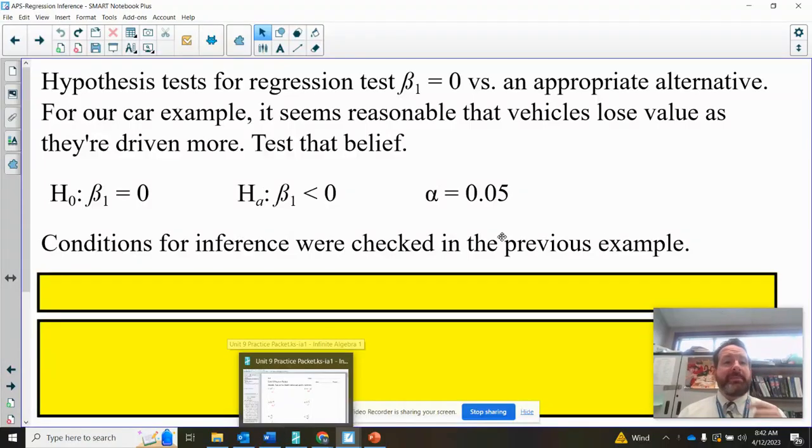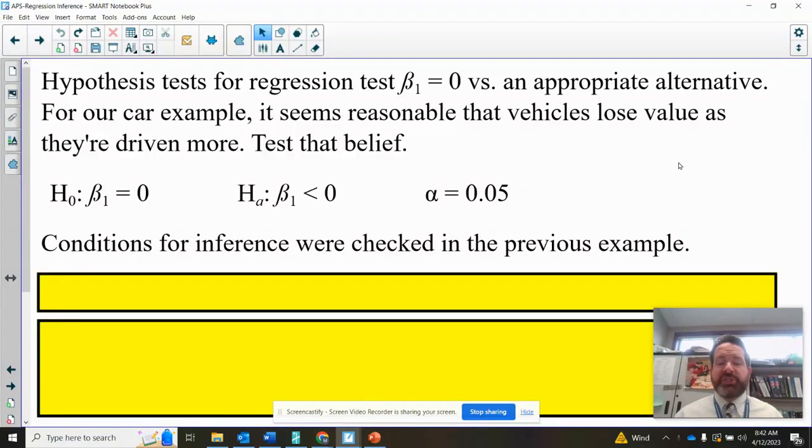Okay, let's run a hypothesis test for a regression slope on our calculators. Now, the regression slope tests on your calculator are very simple. You're either saying the slope is 0 versus it's not 0, the slope is positive, or the slope is negative. Those are your options.